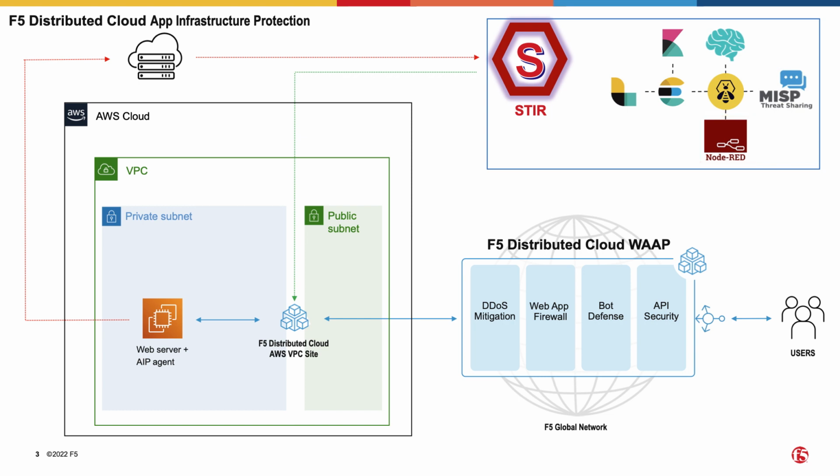Once the security analyst has finished the investigation and has marked the case as a true positive, there is an option to add threat response actions to be taken by Node-RED on the F5 Distributed Cloud platform. In this case, to block the outgoing connection at the Distributed Cloud AWS site level.